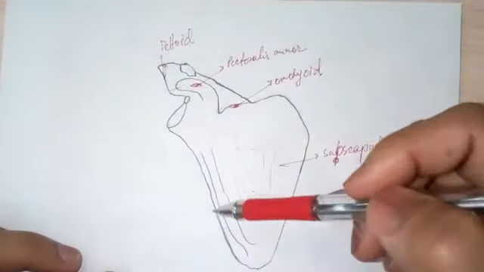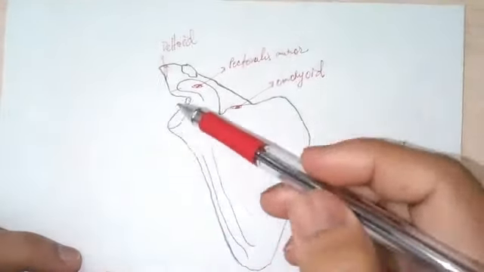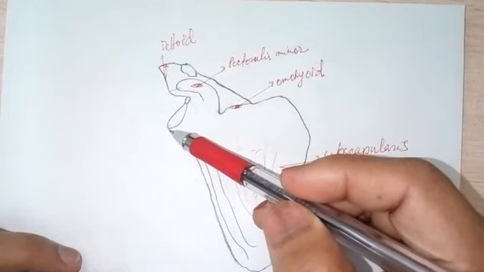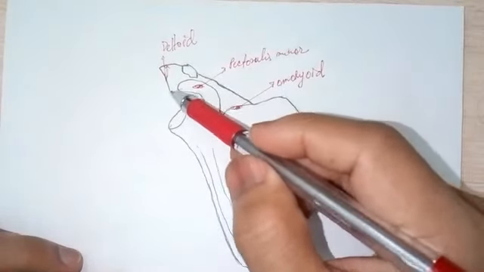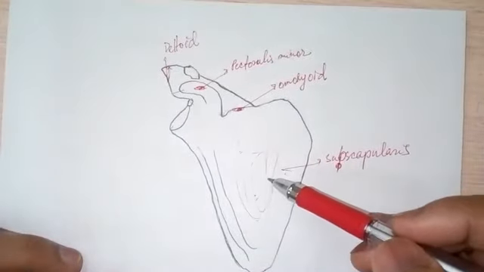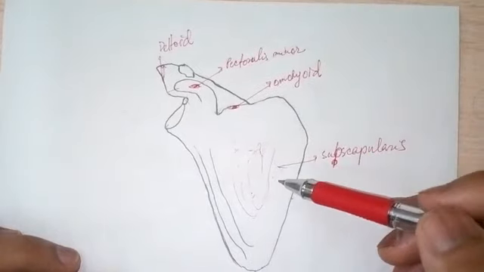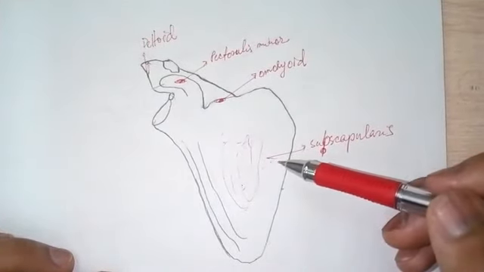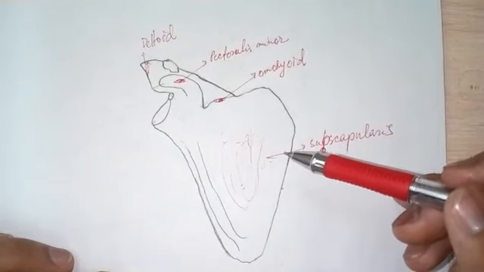Some of the muscles that we have discussed on the dorsal surface can also be seen here. For example, the long head of the triceps brachii here repeats some of the muscles which have already been discussed on the dorsal surface. So that is all about the insertion of the muscles and the basic features of the structures and the parts of the scapula.